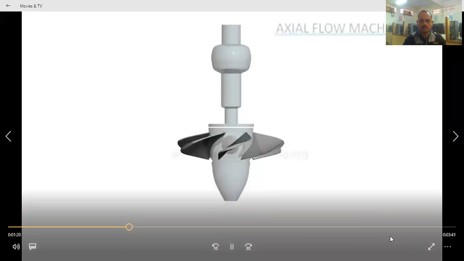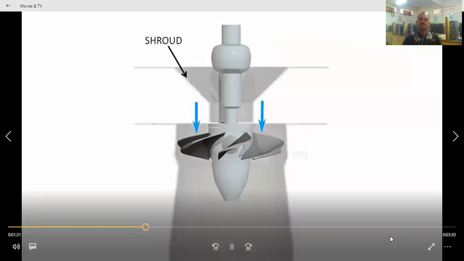Kaplan turbines are axial flow machines, where absolute velocity of flow is parallel to the axis of turbine. Water is precisely made to pass through runner blades, with help of a shroud.